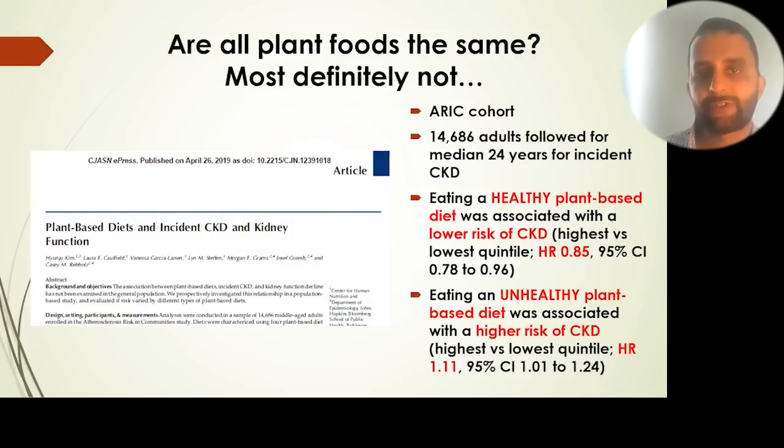Are all plant foods the same? Most definitely not, and we talked about this earlier. What is an example of a healthy plant-based diet and an unhealthy plant-based diet? This has actually been studied. This was a study involving almost 15,000 adults who were followed for 24 years to see if they developed kidney disease. Eating a healthy plant-based diet was associated with a 15% lower hazard ratio of developing kidney disease, whereas eating an unhealthy plant-based diet was associated with a higher risk of developing kidney disease.